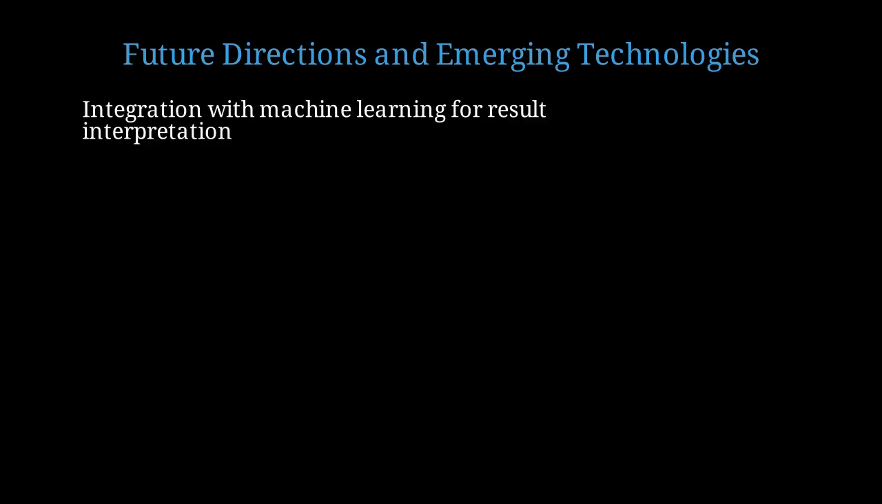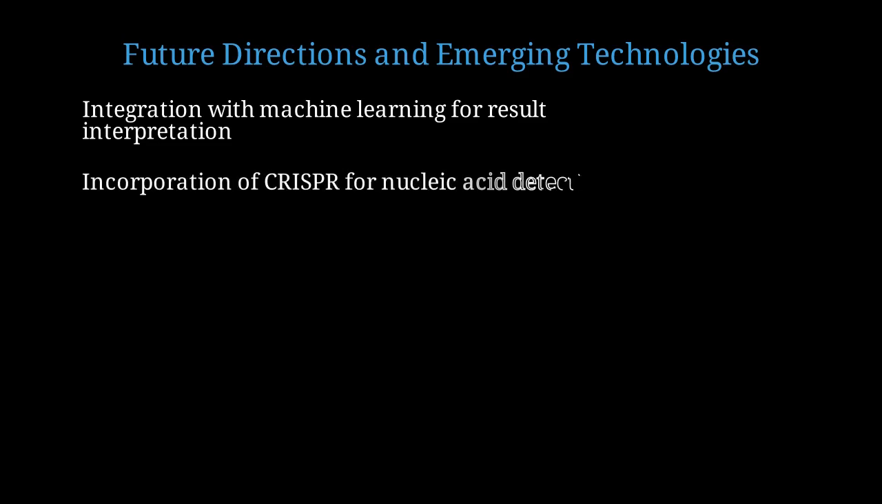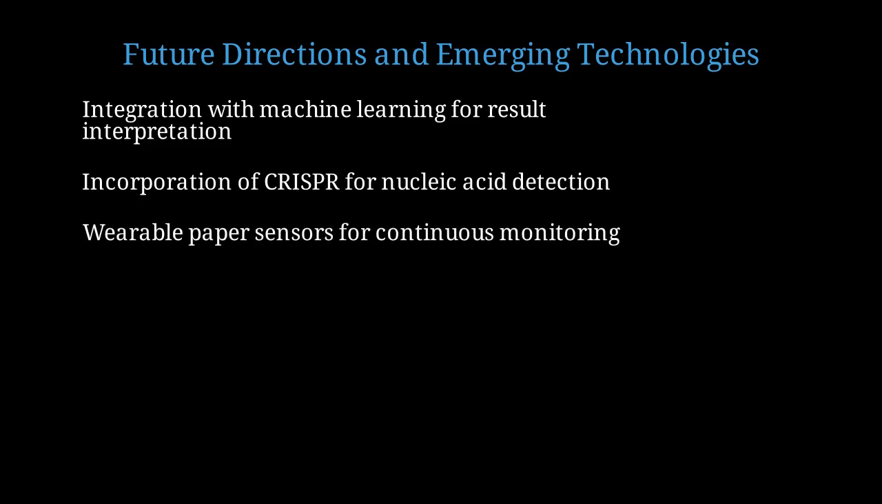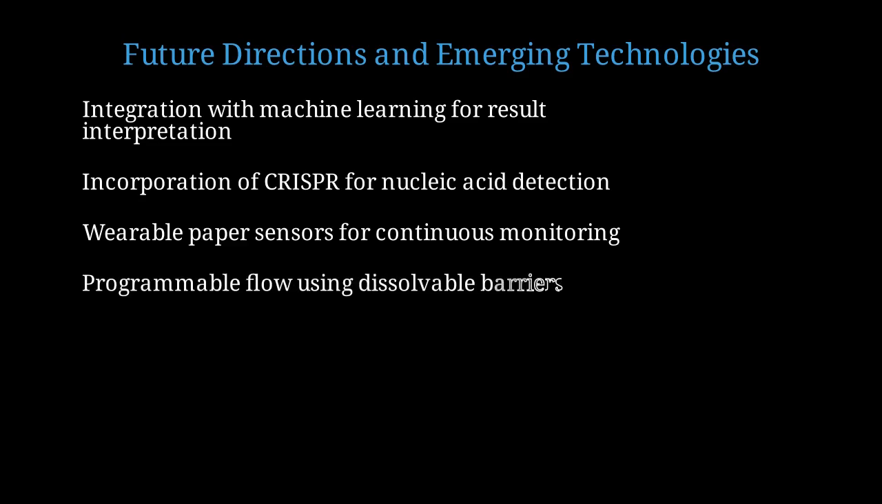Let's look ahead at emerging innovations in paper microfluidics. Machine learning algorithms can now interpret complex test patterns, identifying disease states that humans might miss through subtle pattern recognition. CRISPR-based detection is being integrated into paper devices. These systems can detect specific DNA or RNA sequences with very high sensitivity. Wearable paper sensors attached to skin can continuously monitor biomarkers in sweat or interstitial fluid, opening new possibilities for health tracking. Researchers are developing dissolvable barriers that open at specific times, creating programmed sequences of fluid delivery without user intervention.